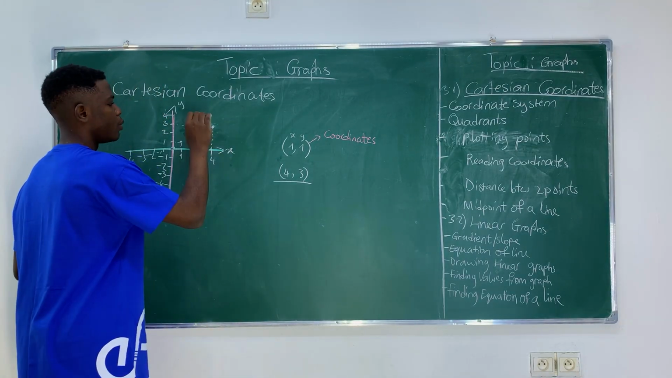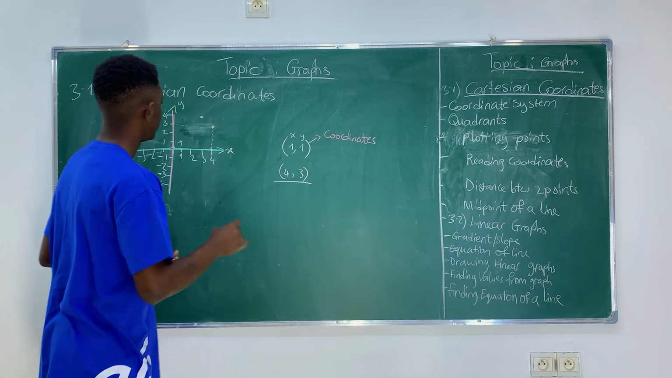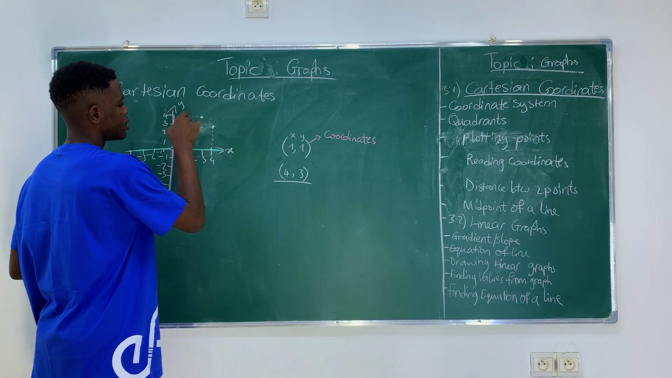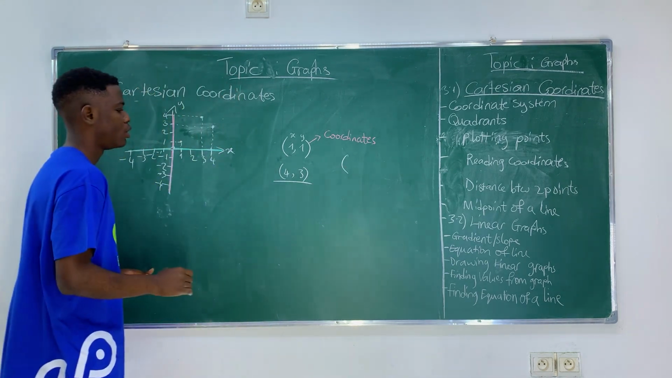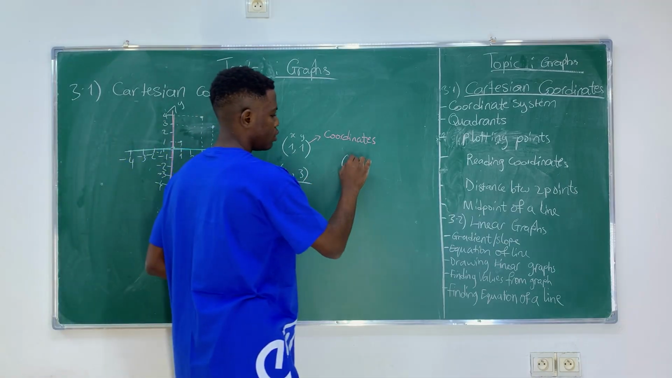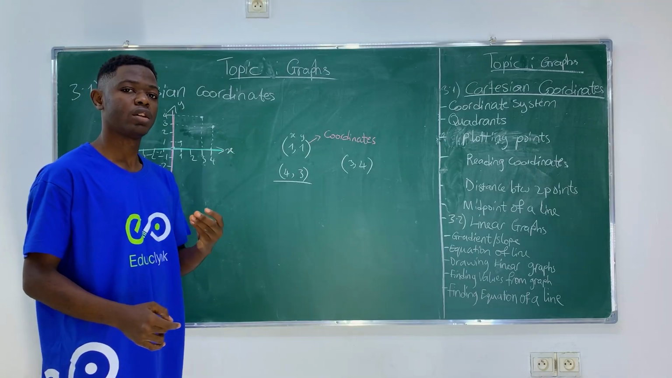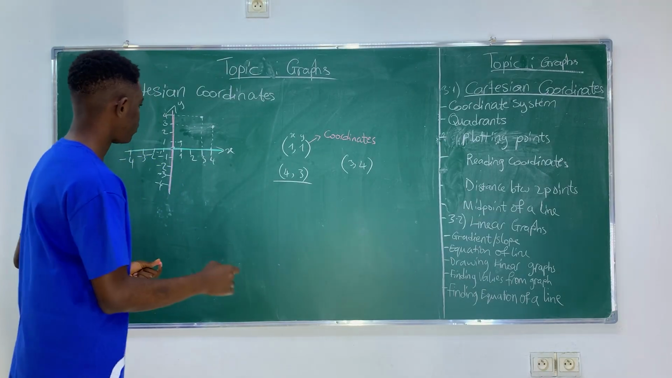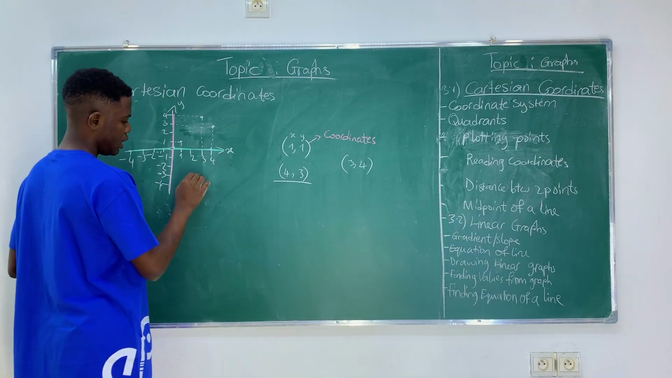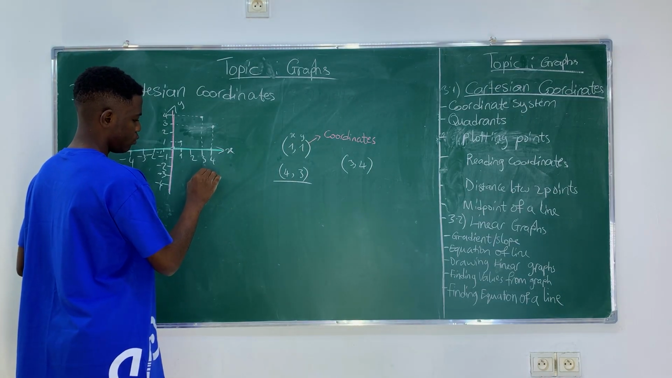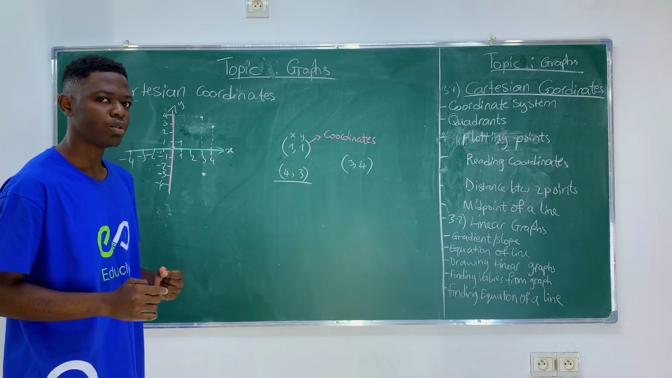Then see what the coordinates of this point here are. On the y-axis you have 4, on the x-axis 3. So you call it 3, 4. Those are the coordinates of this point. That is how you read values on a graph. Now I'll be using values that are positive. If the point is here, how do you reach it?